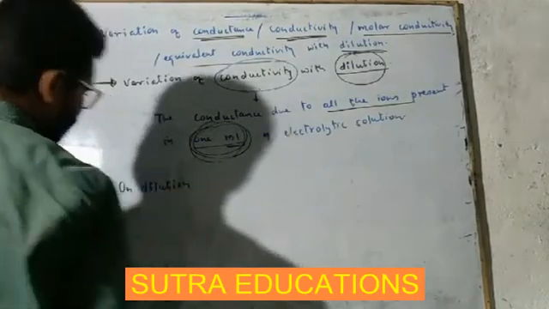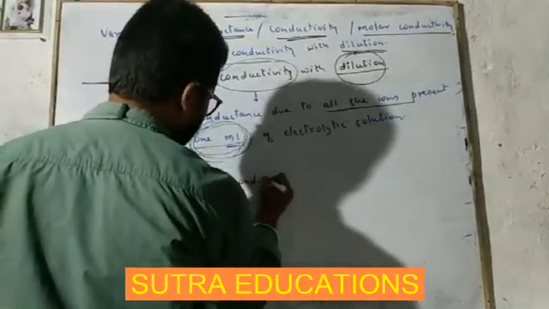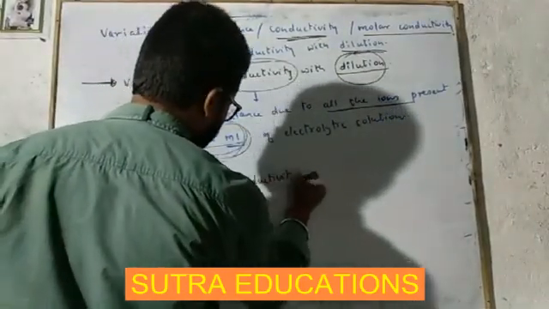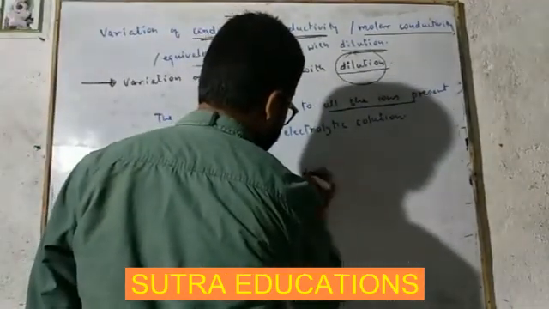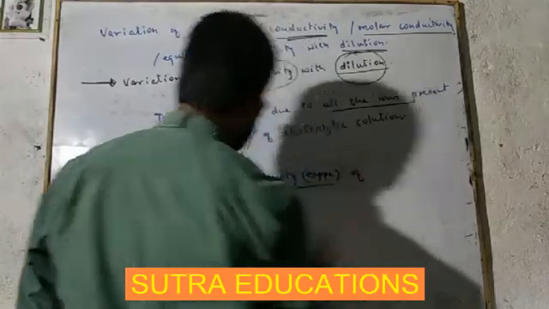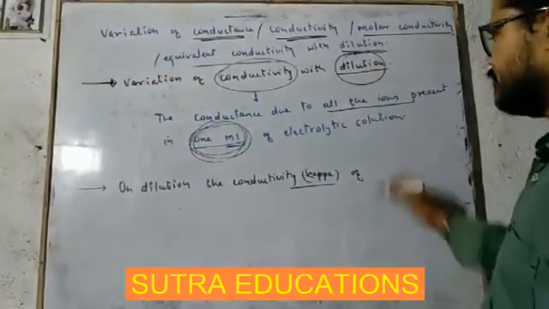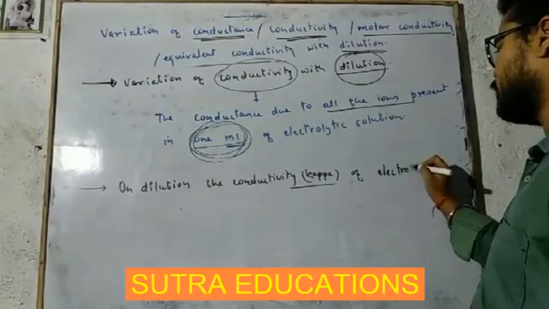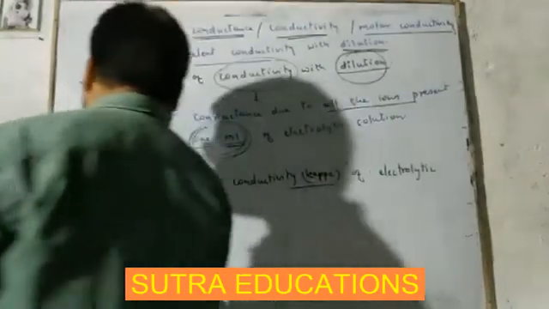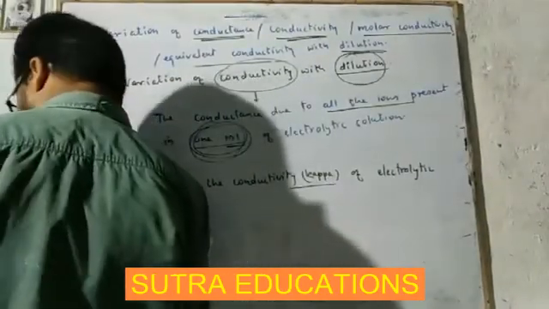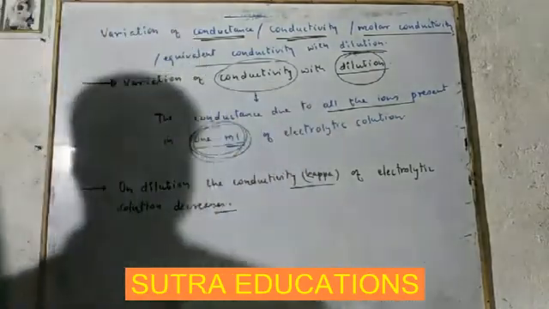On dilution the conductivity, that is kappa, of electrolytic solution decreases. Okay.